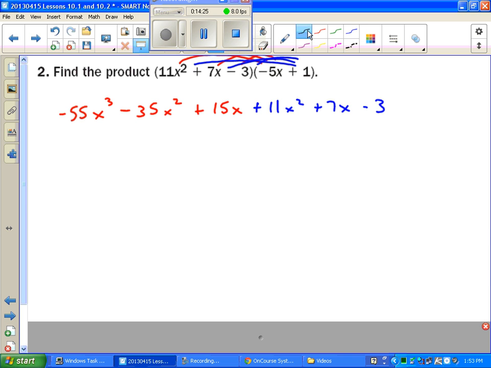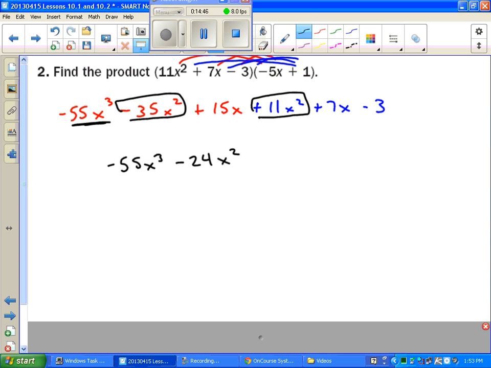Our first like terms, we don't have any x to the thirds except that one, so that one goes first. Negative 55x to the third. We have to combine our x squareds. That's up next. Negative 35x squared and positive 11x squared. So negative 35 plus 11, you subtract them. 35 minus 11 is negative 24x squared.